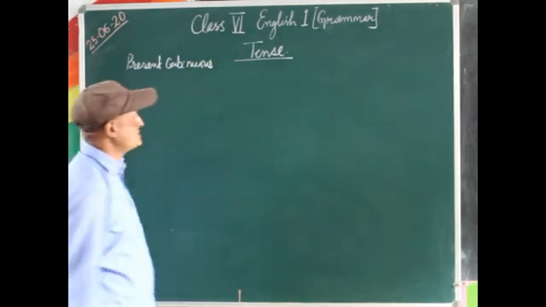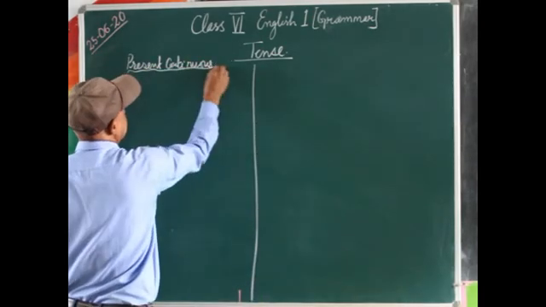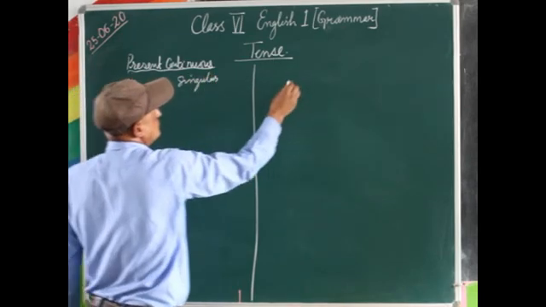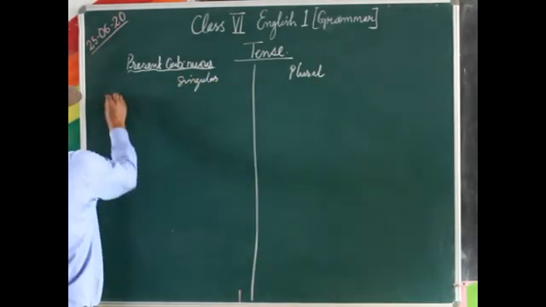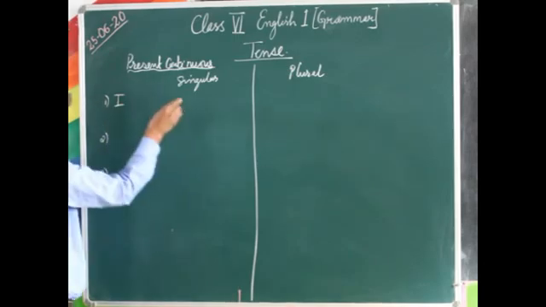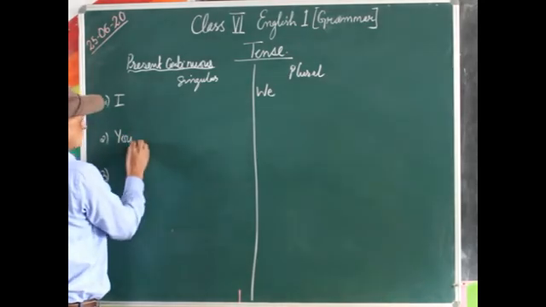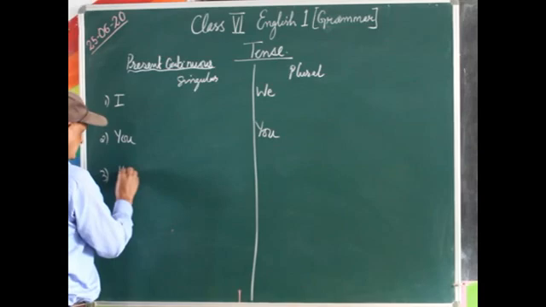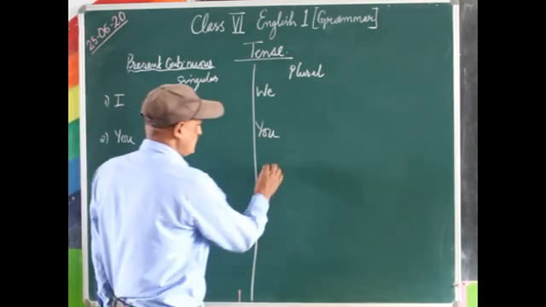Present continuous. Okay, now let us make two columns. Here we have singular, plural. First person, second person, third person. First person, I. Its plural, we. Second person, singular, you. Plural, you. Third person, he, she, it. Its plural, they.